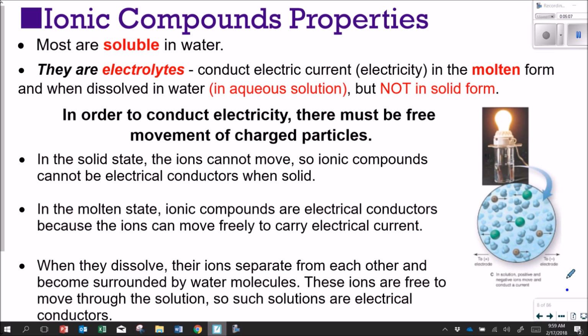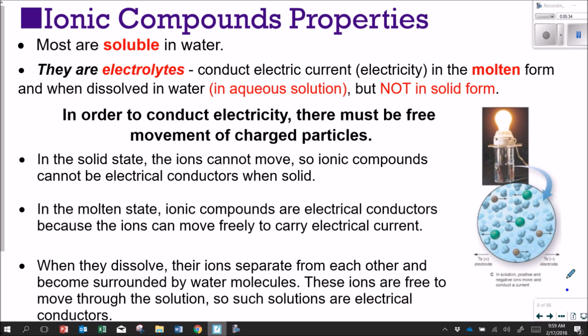They can conduct electricity either in the molten state, which means when they are a liquid, or when they are dissolved in water, but not in the solid form. In order to conduct electricity, there has to be free movement of charged particles, ions in other words. In the solid state, the ions cannot move. Remember, they are in that rigid crystal, so ionic compounds cannot be electrical conductors when solid.